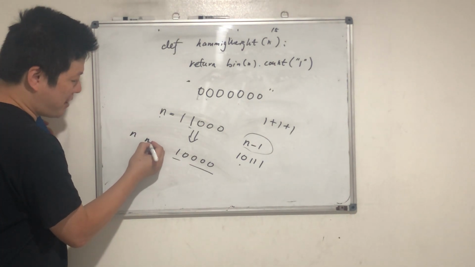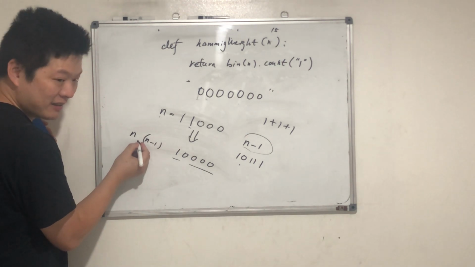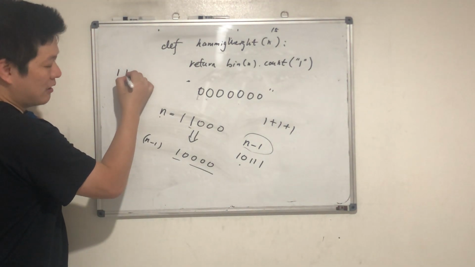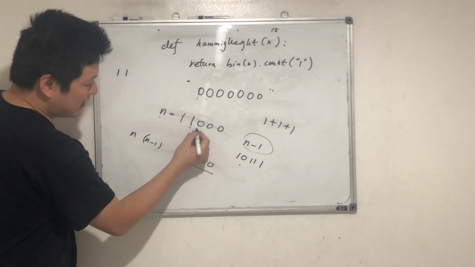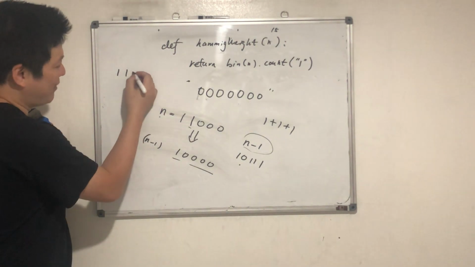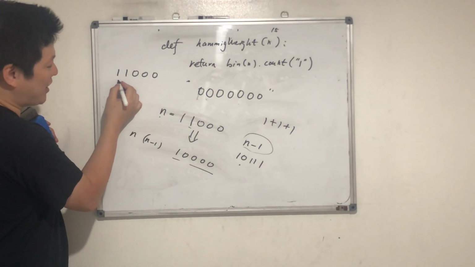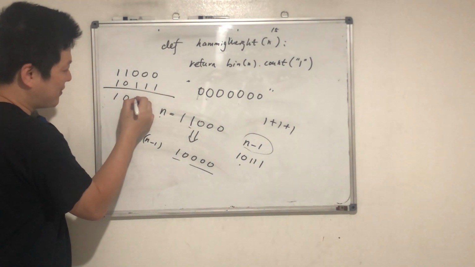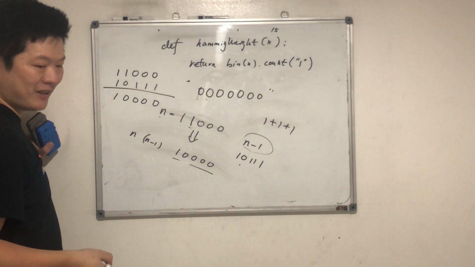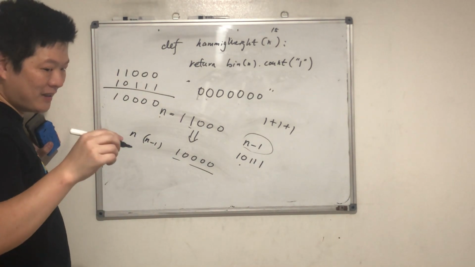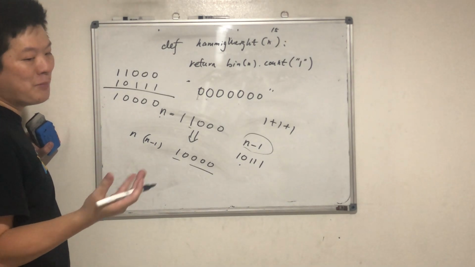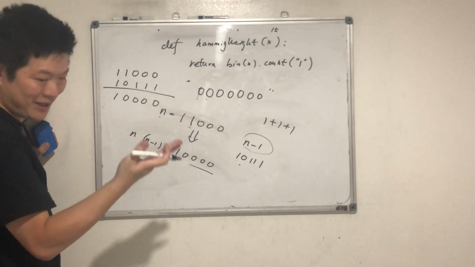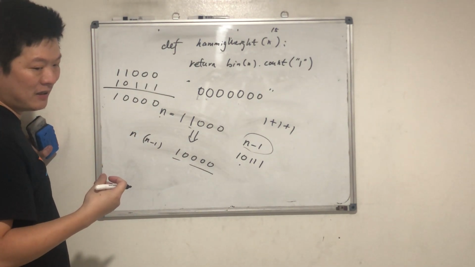N, and then there's n minus 1. So what operation do I need here? That's n and that's n minus 1. Look, n is 10110, and minus 1 would be 10111. So what operation do I need to get 10000? How many binary operations are there? Or? No, if it's or, that's 1, right? 0 or 1 is 1, right? What's the other one?